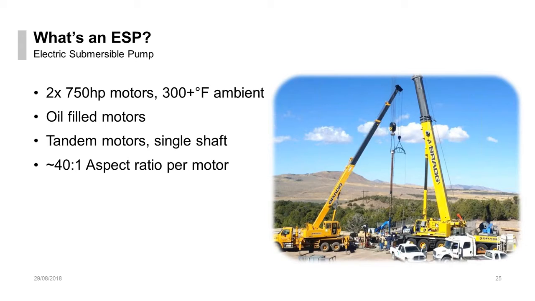So the aspect ratio on these motors is really unusual. It can be like 40:1. Most of ours are 8.8 inches in diameter, and they can be well over 50 feet long. And that's a 1,500 horsepower set of equipment. So you can easily have about 20 or more bearings per motor.